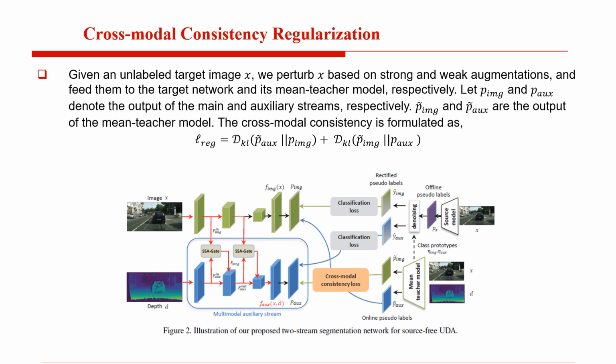Let P-image and P-aux denote the output of the main and auxiliary streams respectively. P-tilde-image and P-tilde-aux are the output of the mean teacher model. The cross-modal consistency is formulated as the KL divergence between the P-tilde-aux and P-image plus the KL divergence between the P-tilde-image and P-aux.